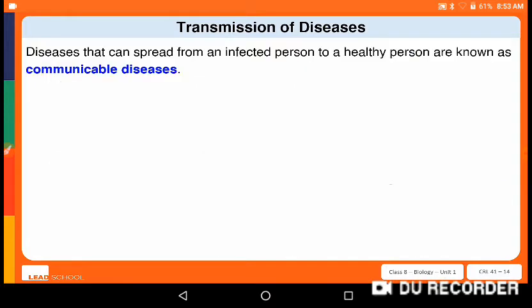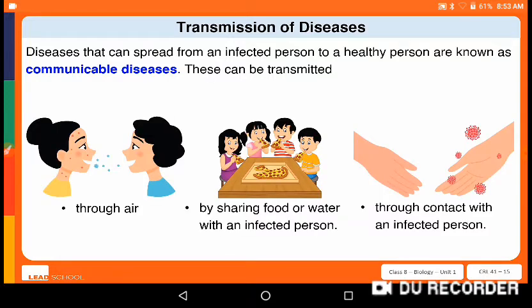There are certain diseases that can spread from an infected person to a healthy person. Such diseases are known as communicable diseases. These can be transmitted through air, by sharing food or water with an infected person, or through contact with an infected person.